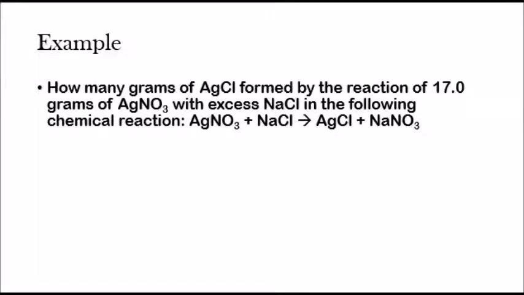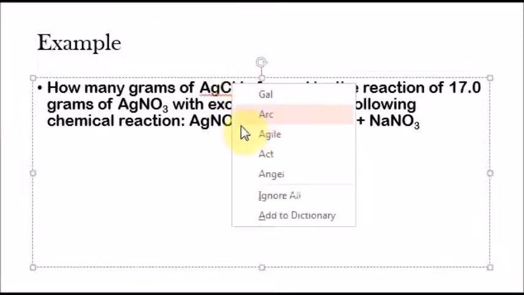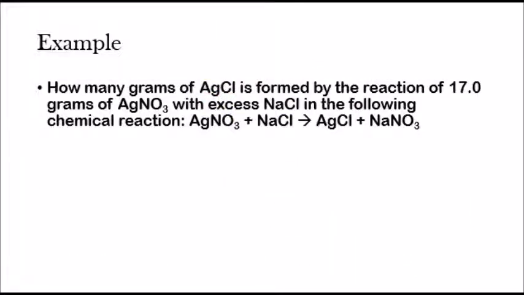So the first problem here asks us how many grams of silver chloride is formed by the reaction of silver nitrate with excess sodium chloride, in the following chemical reaction. Alright, so first things first is always balance the chemical equation. So let's see if this equation is balanced.